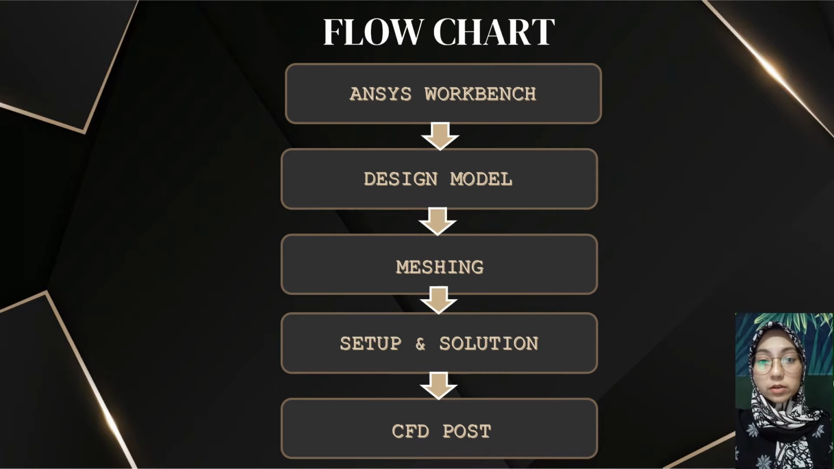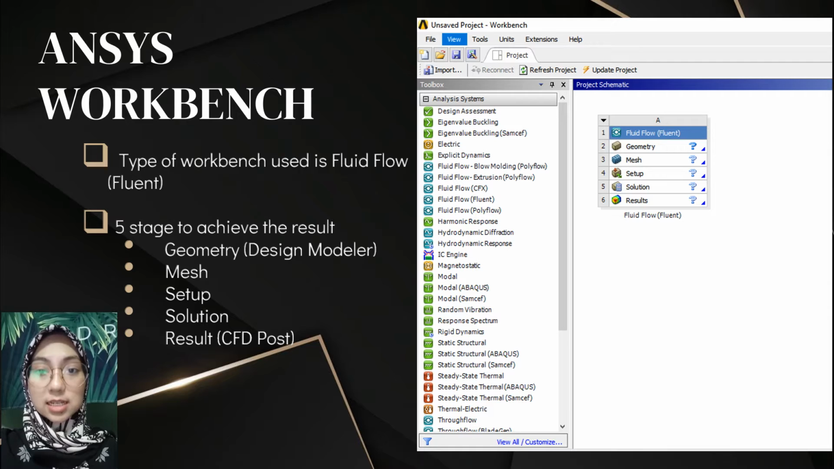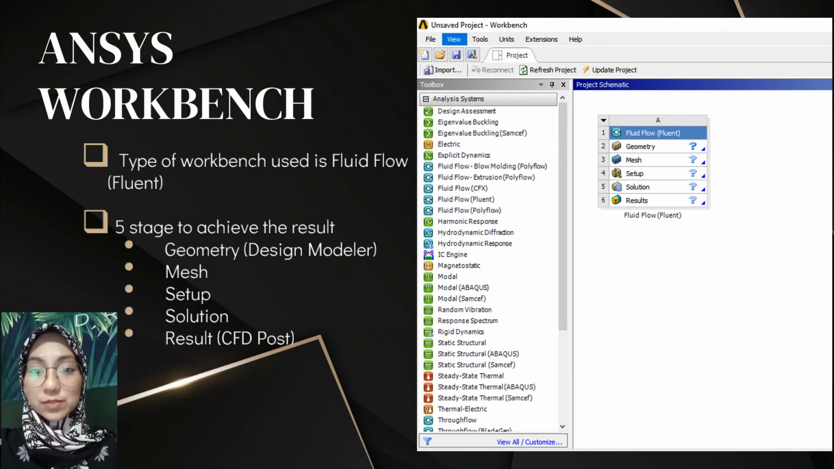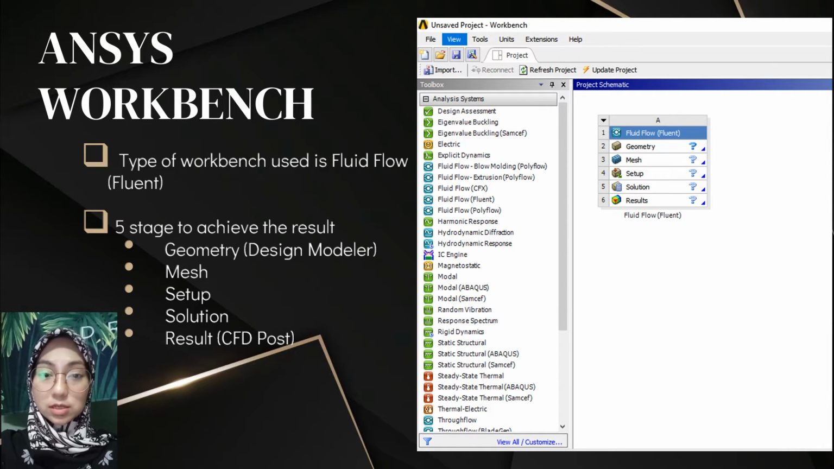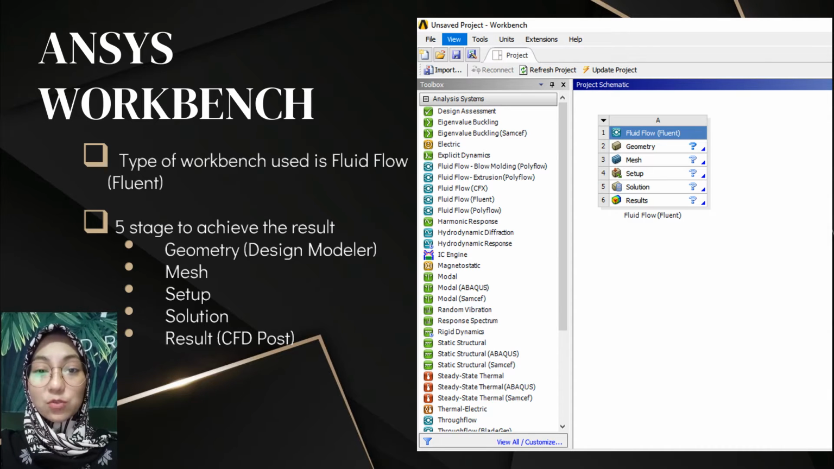This is the flow chart of the methodology for ANSYS, which I will explain in more detail in the next slide. In this study, the type of workbench used is Fluid Flow Fluent. For this simulation, there are 5 stages to achieve the result: the first stage is geometry design modular, second mesh, and then setup, solution and result, which means CFD post. The figure shows the overview of the ANSYS Fluent Workbench Monitor.